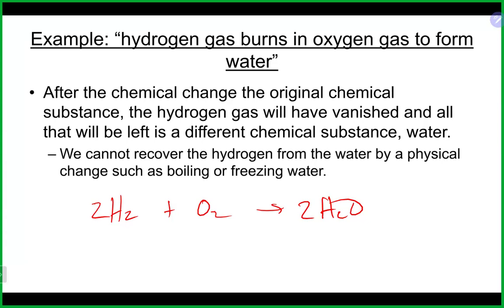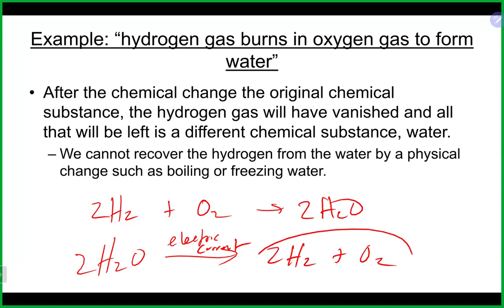You absolutely could, if you wanted to, run an electrical current through the water, which you'll do in one of these experiments, I think. You run an electrical current, and that would be enough to cause a chemical reaction to occur and actually break it back down into the hydrogen gas and oxygen gas. But that would require a chemical reaction to occur, in the water where the hydrogen and oxygen are together.